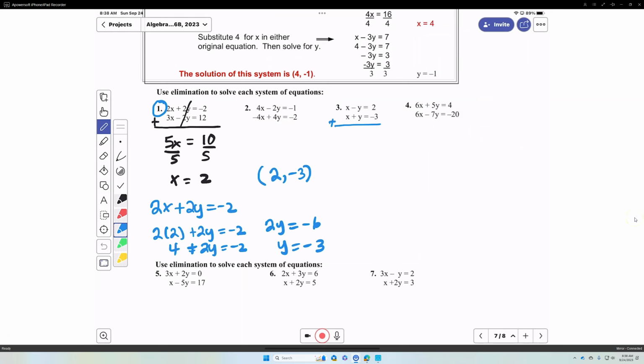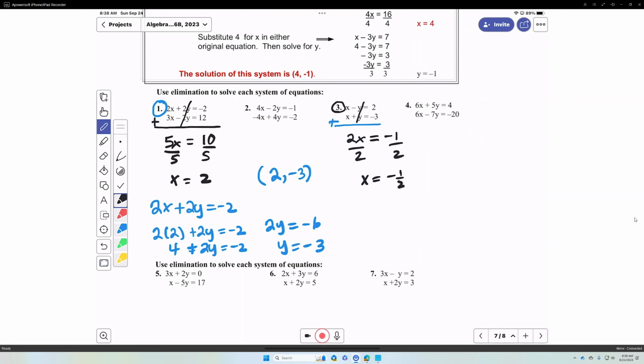I'm going to go ahead and add these two equations. I chose 3 because I ran out of room for number 2. So we have x plus x is 2x. Negative y plus y becomes 0. And 2 plus negative 3 gives you negative 1. Next, divide by 2. So x is equal to negative 1/2.